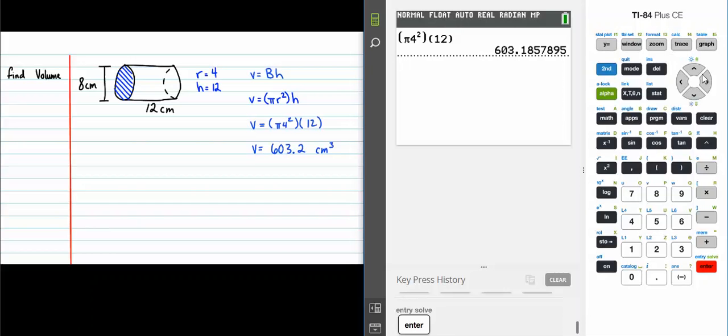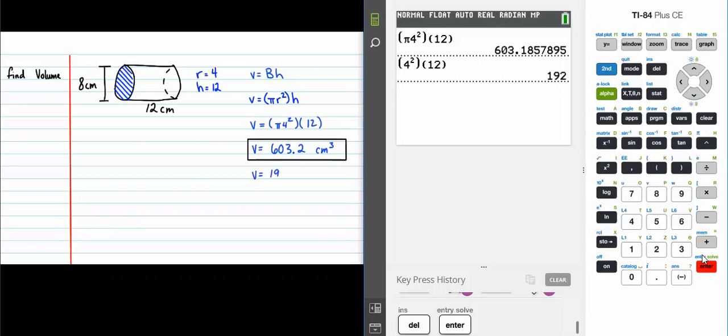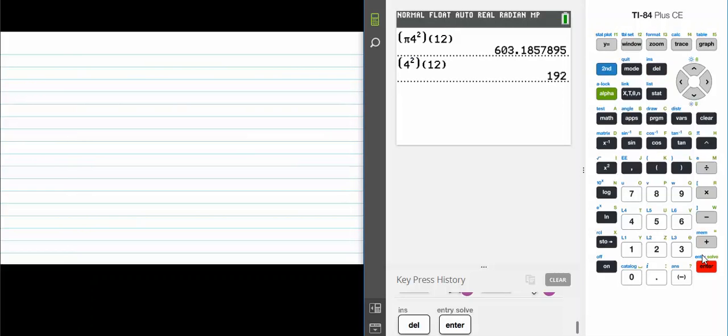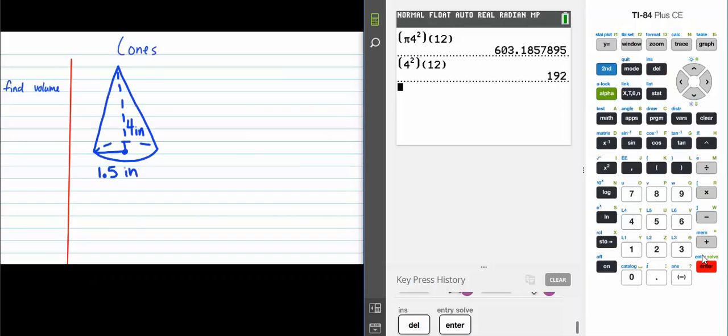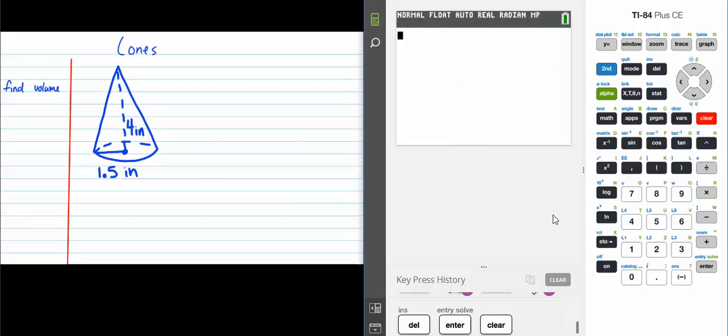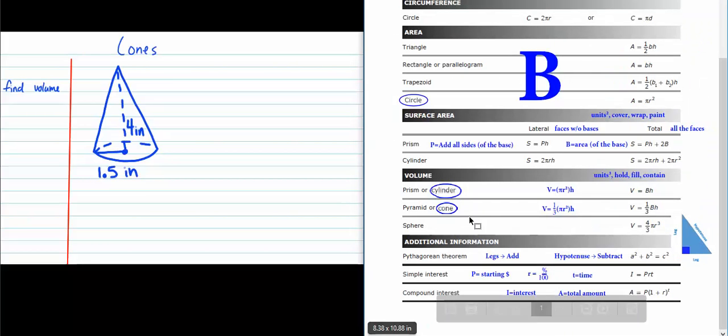Now my other answer, the same answer but in a different format, take out the pi and it'll be the same as 192. Don't forget to bring down your pi. So 192 pi units cubed. And there you go. Now, how about this shape here? So notice I changed the shape. I'm still asking you for volume. So go back to your formula chart.